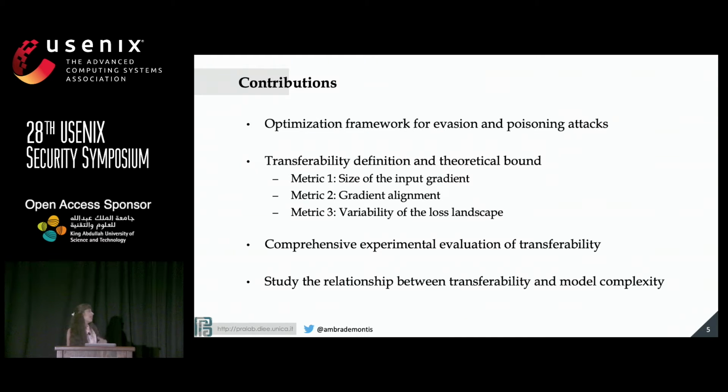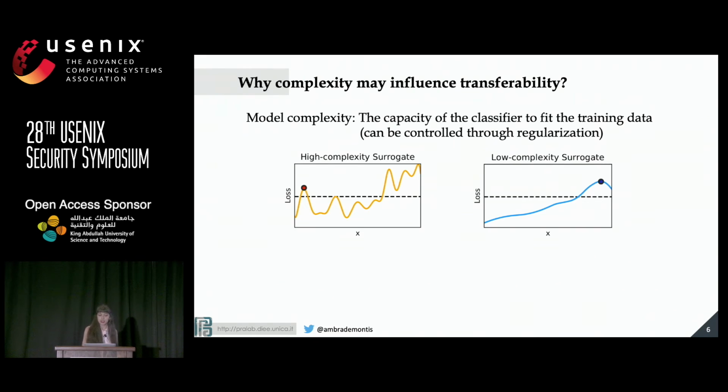So let's see why we chose to study this relationship. We define model complexity as the capacity of the classifier to fit the training data, which can be controlled through regularization.